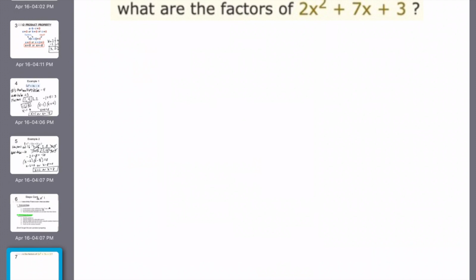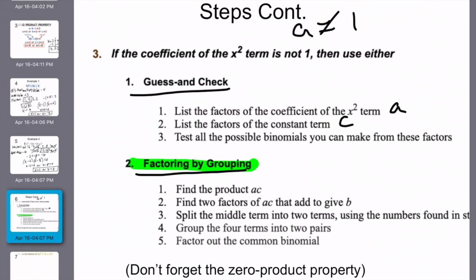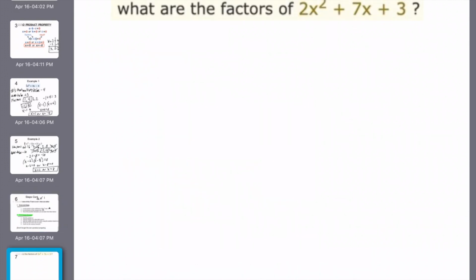So, what are the factors of 2x squared plus 7x plus 3? Again, if I'm looking back at my previous steps, I need to find the product of a times c. So 2 times 3 gives me 6. Now I need to find the factors of 6 that add to be 7.